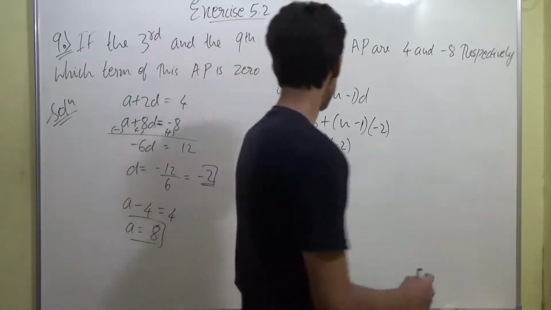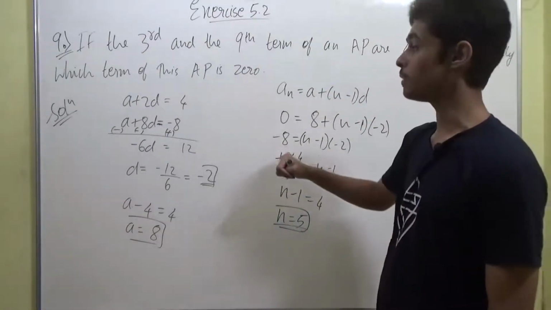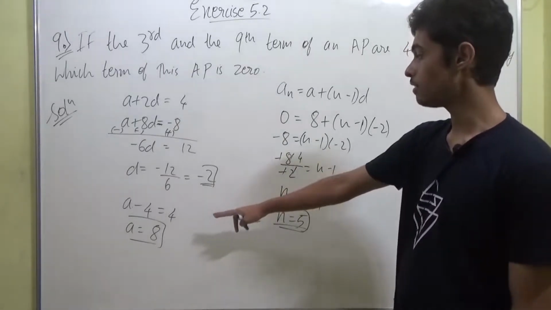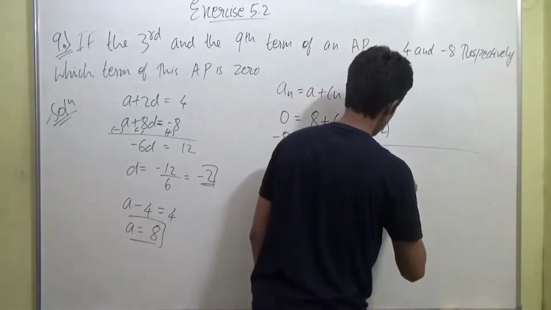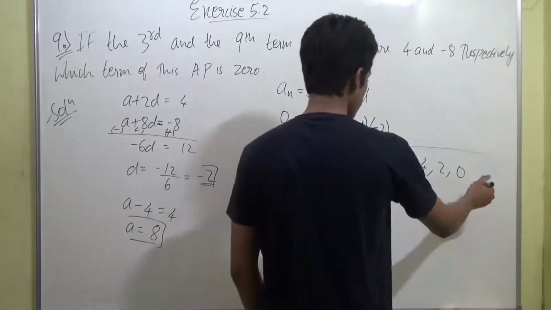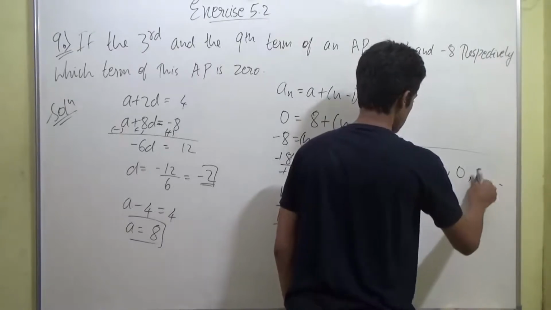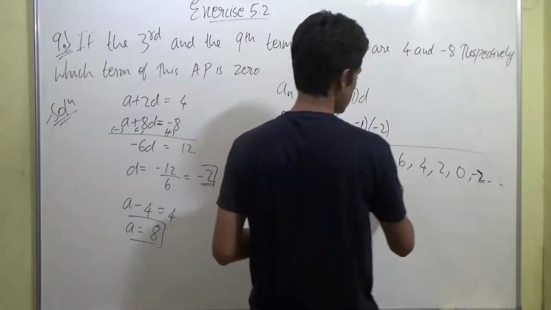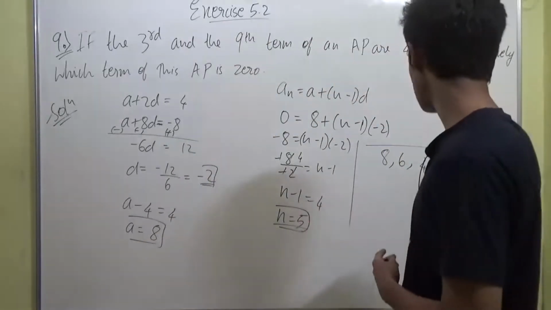Getting it, guys? So it is a natural number. 5 is a natural number, which means in this AP, which starts with 8, and then d we got as minus 2, the AP will be like 8, 6, 4, 2, 0. If you see here, the fifth term, first, second, third, fourth, fifth, the same came here as well. The fifth term in this AP will come as 0.